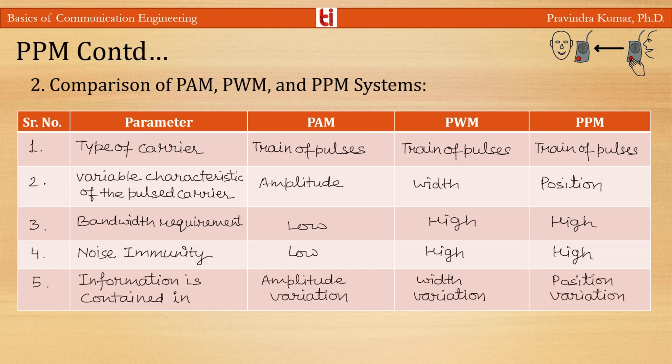And if we talk about the noise immunity, PAM is less noise immune, or you can say the noise immunity is low in PAM, but in PWM and PPM noise immunity is high. And the information is contained in the form of amplitude variation in PAM, in width variation in PWM, and in position variation in PPM.